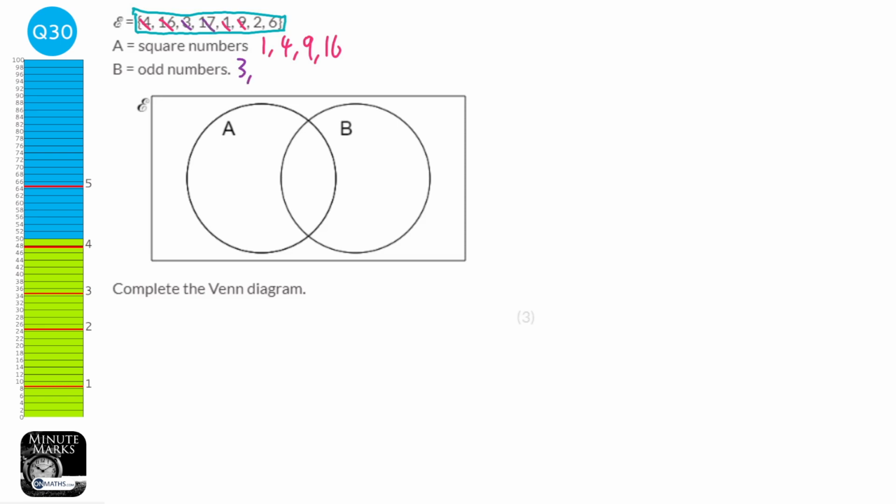We've got 17, we've got 1, and we've got 9. Now in both the lists we've got the 1 and 9, so that's going to go in the middle. Just the square numbers are 4 and 16, and just the odd numbers are 3 and 17. Now notice we've got the 2 and the 6 there, and those will just be on the outside.